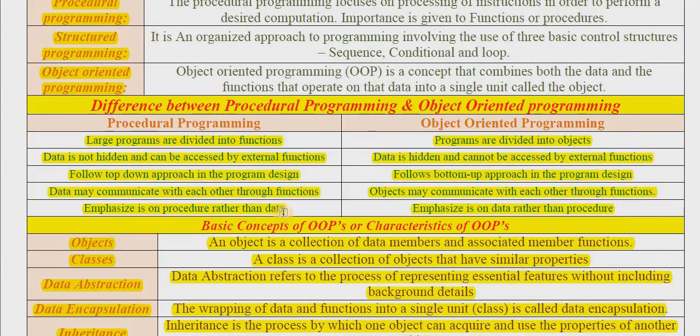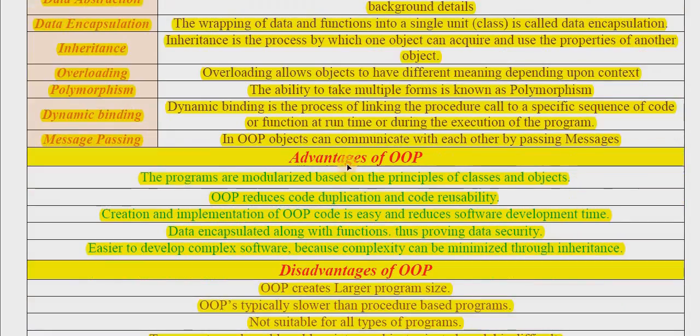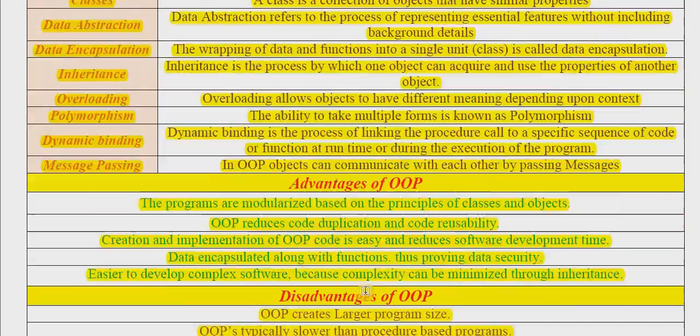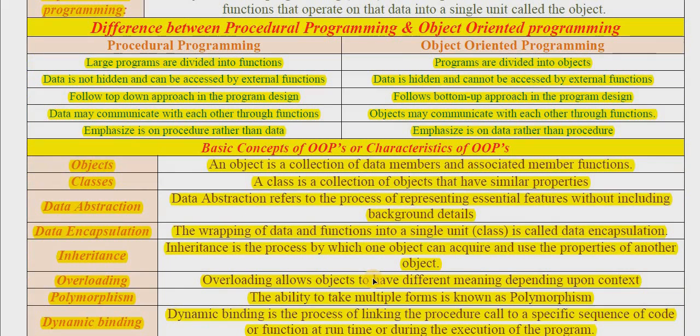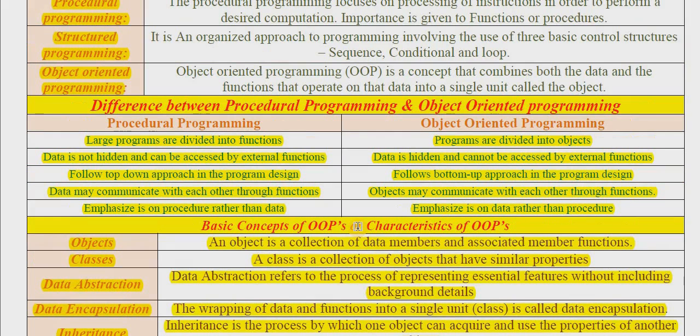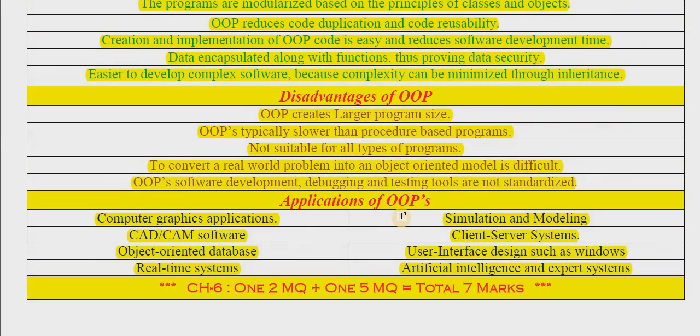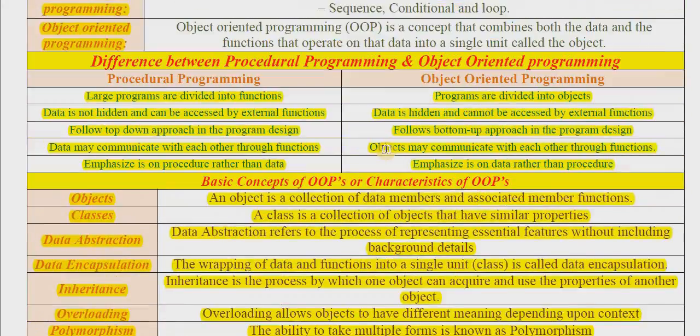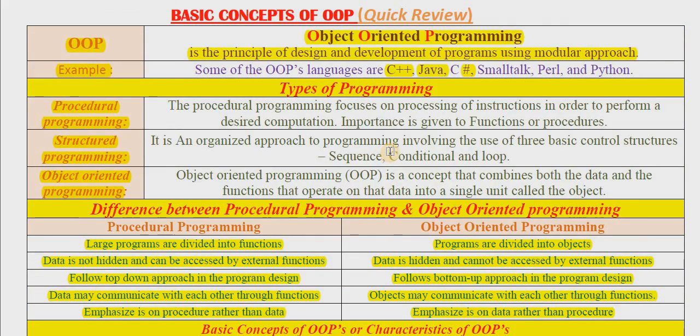Questions like difference, basic concepts or characteristics, advantages, disadvantages and applications. From these 5 simple topics you will get 7 marks in the examination. So try to remember by practicing on paper. So this is about the basic concepts of object oriented programming.